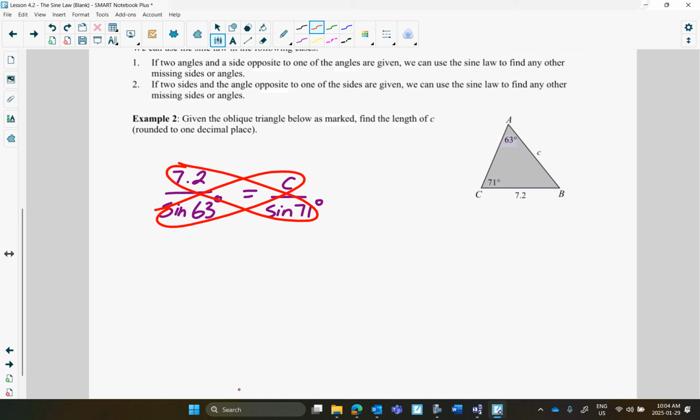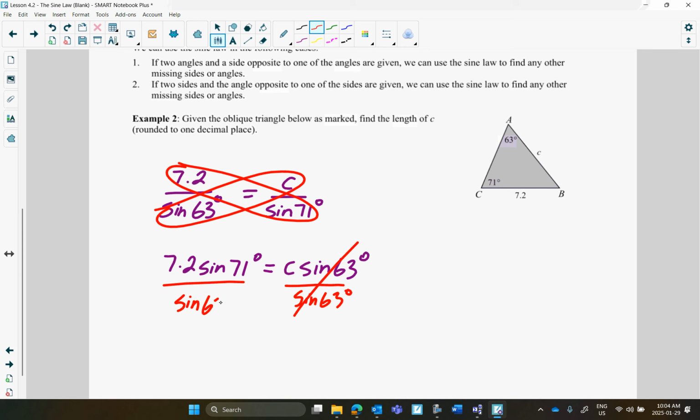Cross multiply to clear the fractions. Doesn't matter which order you cross multiply in. I'll do 7.2 times the sine of 71 degrees is equal to the product of the other diagonal, c times the sine of 63 degrees. How do I get c by itself? Divide by sine 63, which means I have to divide this side by sine 63. So now we're ready to use our calculator.